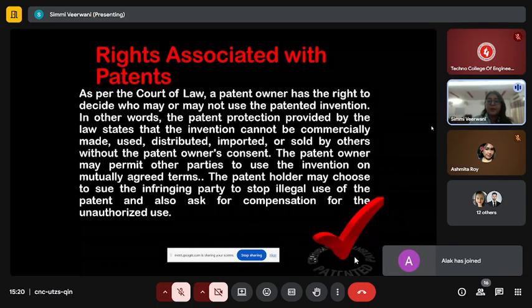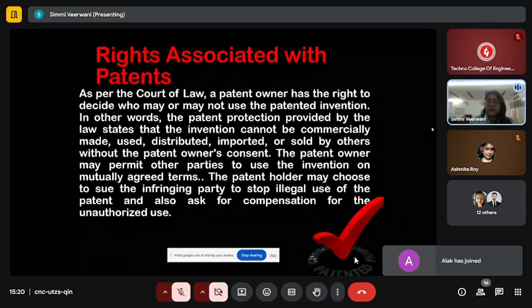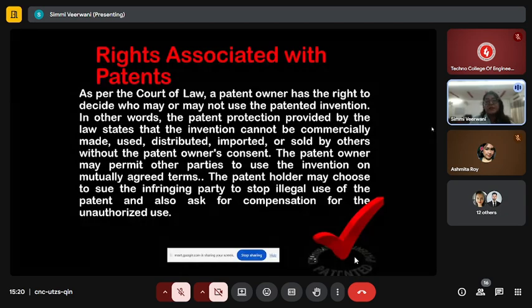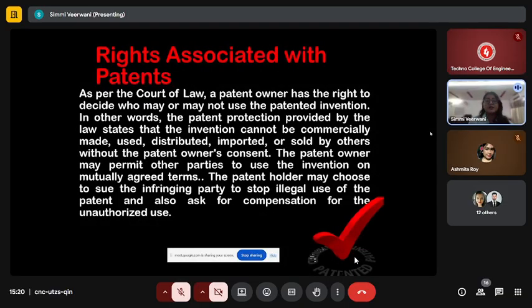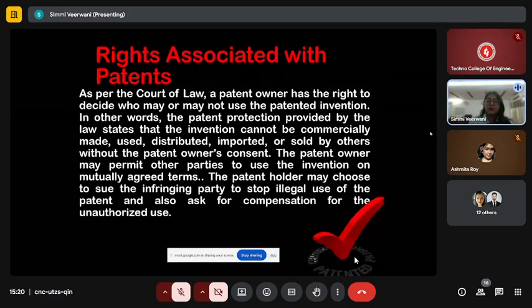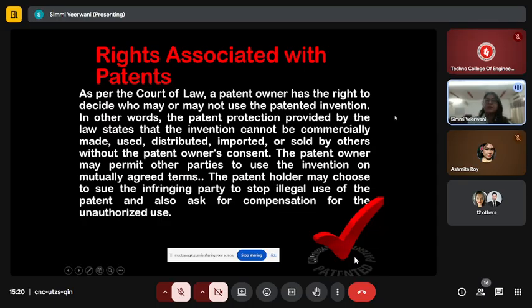The patent holder may choose to sue the infringing party to stop the illegal use of the patent and also ask for compensation for the unauthorized use. If you have a patent registration, you can claim expenses against a person who has made unauthorized use of the patent. You can also stop the illegal use of the patent and ask for compensation.